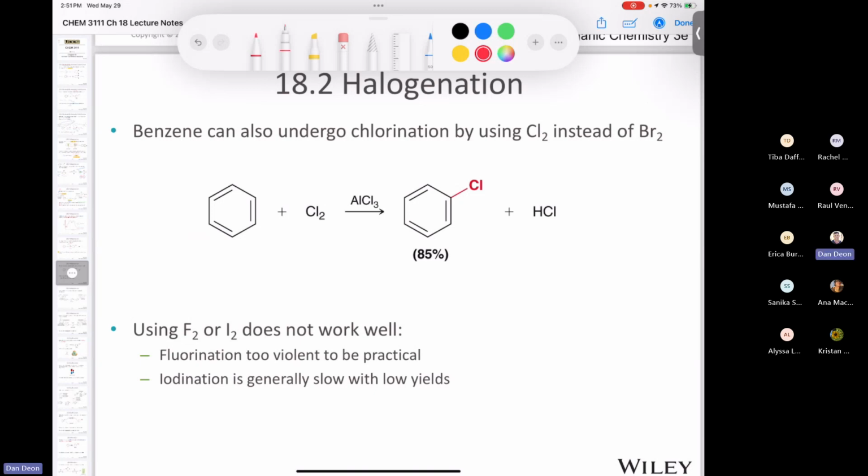Sometimes students will ask me, could you use iron 3 chloride to do that? Yes, I think it would work as well, but it's not mentioned. I don't think it's mentioned in the textbook. I think he uses aluminum chloride every time to do that.